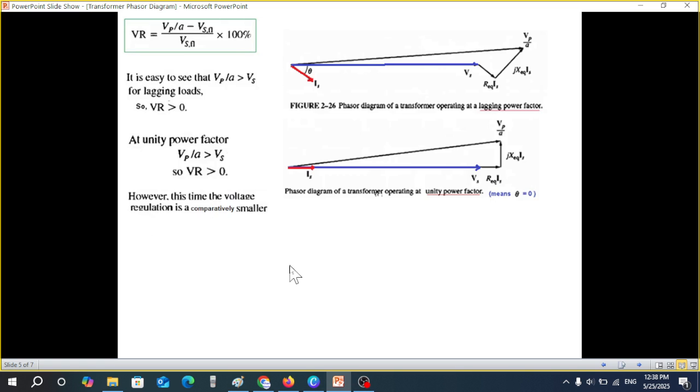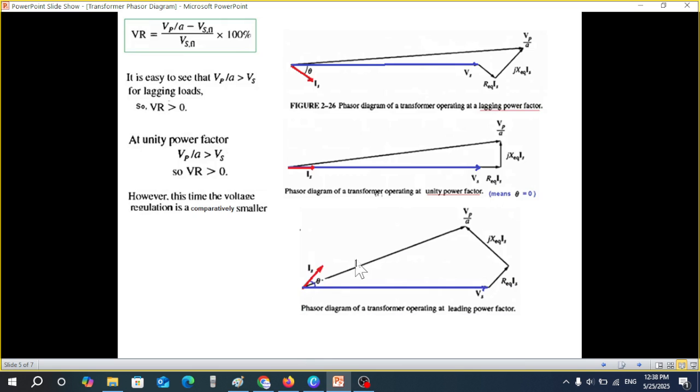However, this time the voltage regulation is comparatively smaller because the difference between the two is less than what it was here. And the third case is when the current leads. This is in case of a capacitive load. The current is leading, and so we plot R equivalent parallel to this, R equivalent I. Then 90 degrees, we get j X equivalent Is, and connecting this, we get VP over a.